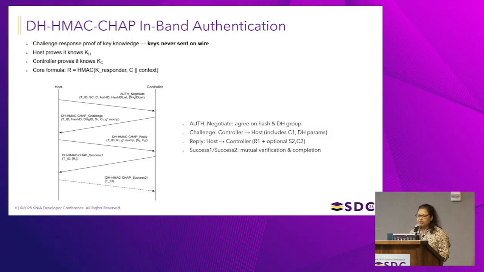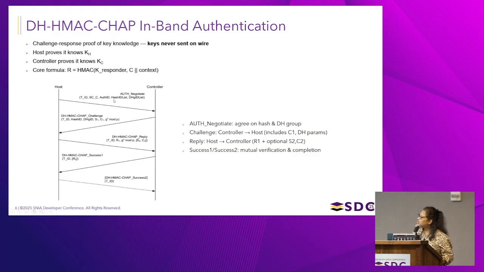So first I'll cover the unidirection exchange. In the unidirection exchange, as I said, the key is never transmitted on the wire. The host will have its own KH key, and the controller will have its own KC key. The host needs to primarily prove that the key that it has is valid, and the controller has to prove that the key it has is valid.